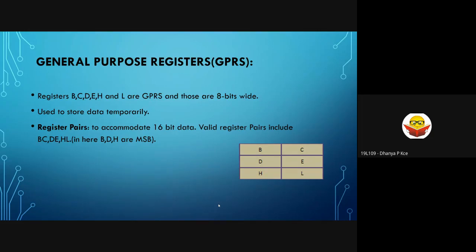Register pairs: we have 6 GPRs, and among them we can make 3 pairs. Those are BC, DE, and HL. B, D, H are the MSB. What are those MSB, B, D, H?